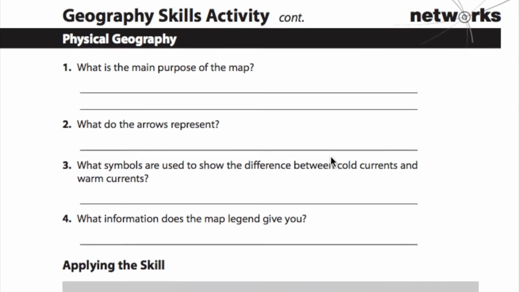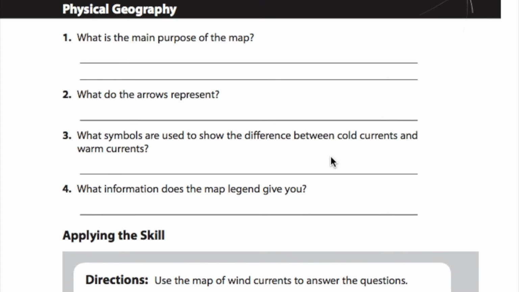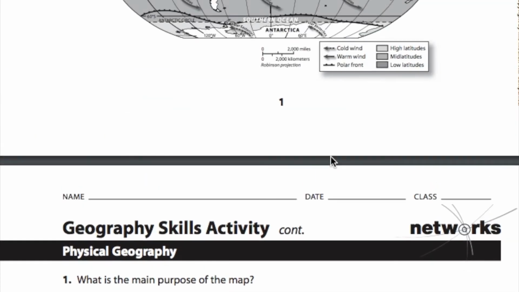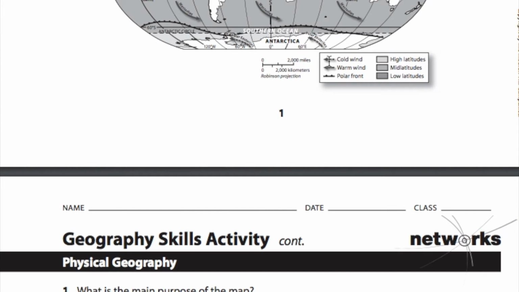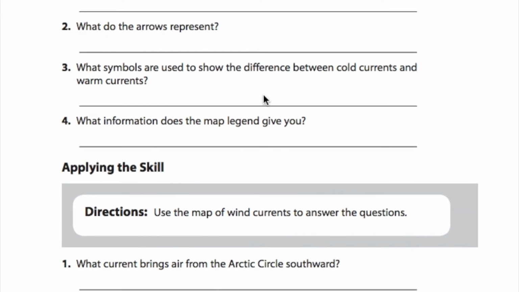Number three, what symbols are used to show the difference between cold currents and warm currents? If you go back to the key or our legend, the dotted line shows our cold wind, and the solid line shows the warm wind. That's answered for number three. Number four, what information does the map legend give you?